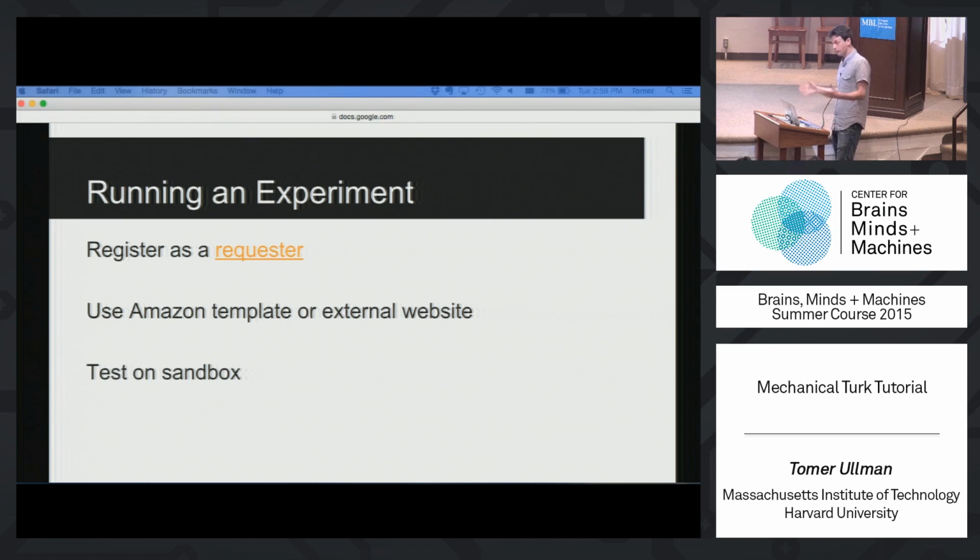Then once you register as a requester and decide which one of these things you want, you build your website, either the external website or you just use the Amazon template, and then you test it on the sandbox. Don't run your experiments live immediately. I'll be giving tips throughout. This might be redundant for some of you, but not for others. There's a sandbox where you can run it and get false responses that don't count, where people can fill it in. You might want to use that before you go live with 1,000 people and say, oh God, I miscoded that variable and nothing is working. So test it ahead of time.